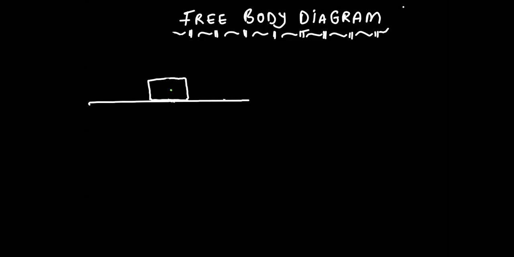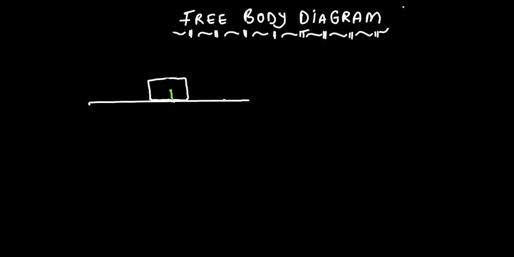Let's say we are asked to draw the free body diagram of this box resting on a horizontal surface, meaning that it is not moving. Before we draw our free body diagram, let's identify the forces acting on this box. From our previous lesson, we know that there is a force acting downward on this box, and it is called the force of gravity or the weight.